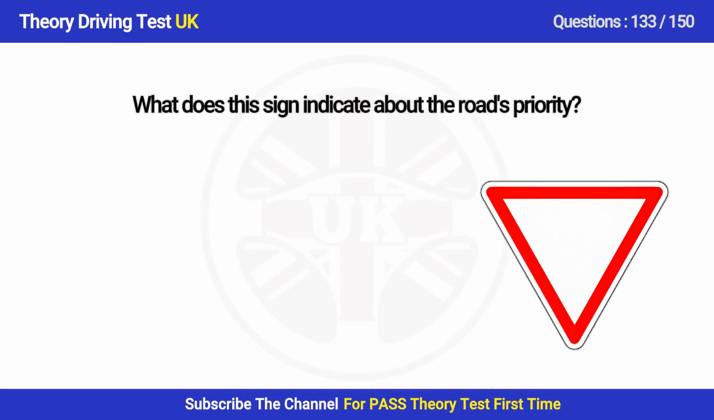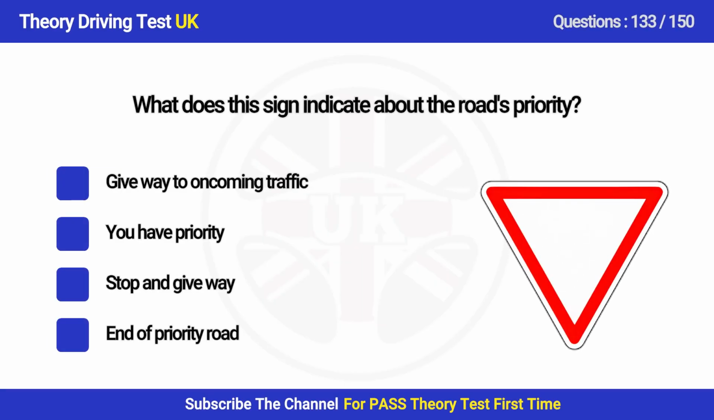Question 133. What does this sign indicate about the route's priority? A. Give way to oncoming traffic. B. You have priority. C. Stop and give way. D. End of priority road.